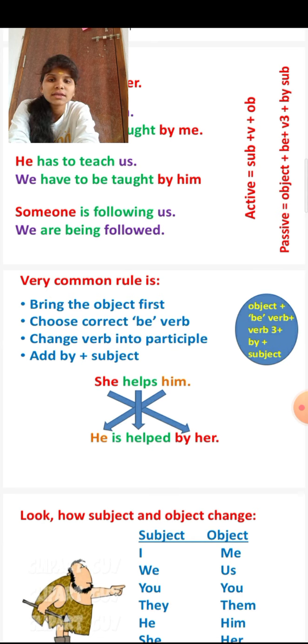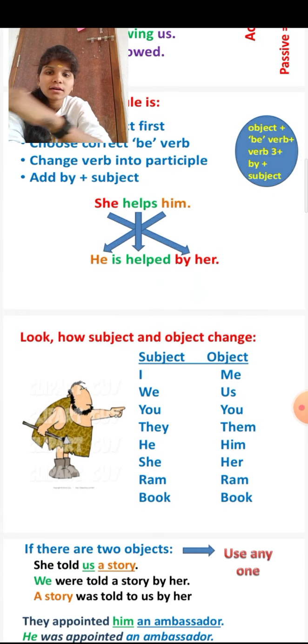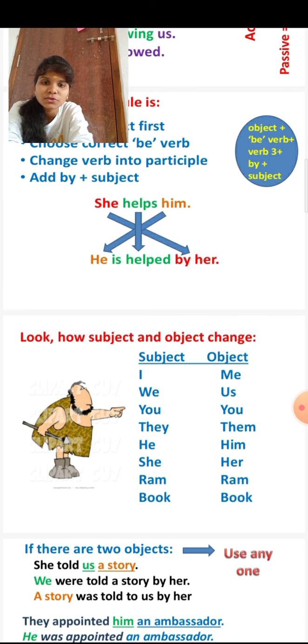So here the example is, she helps him. Him is the object, he is, and the V3 form is the participle form, helped, and preposition by, and finally the subject will become the object, her. Look at this slide to see how subject and object change: I, me; we, us; you; they, them; he, him; she, her; Ram, a name, stays the name always; and book, a thing, also stays the thing.